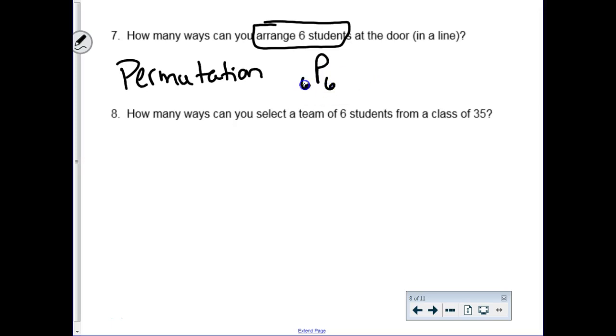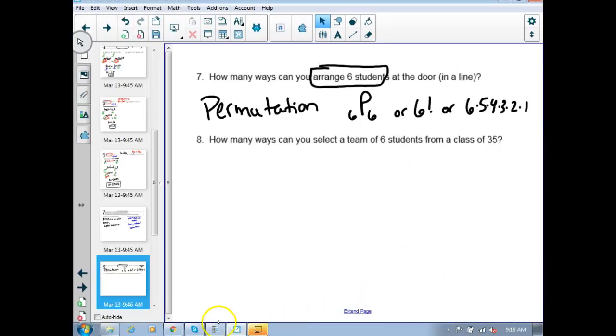Another way to do that question, though, because you're arranging all of your people or your things, you could also do 6 factorial, or you could go old school and go 6 times 5 times 4 times 3 times 2 times 1. Cool news, they're all going to give you the same answer. So let's go to our calculator.